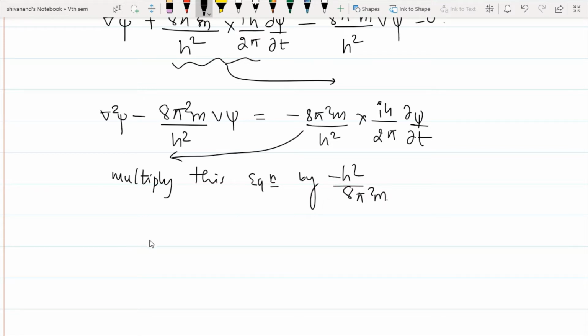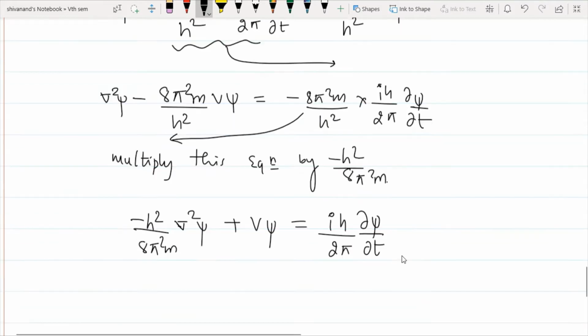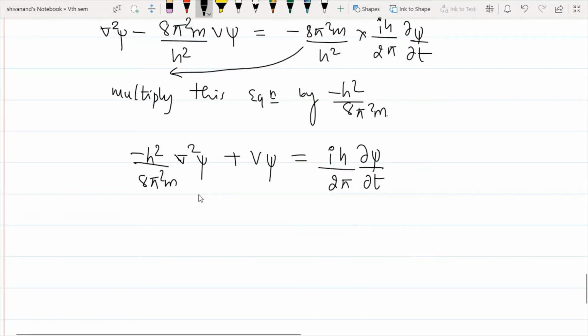If I multiply, what I get is minus h square by 8 pi square m into del square of psi, plus V of psi, that is equal to i h divided by 2 pi, that is dou psi by dou t. So this is the equation we get with the time dependency.